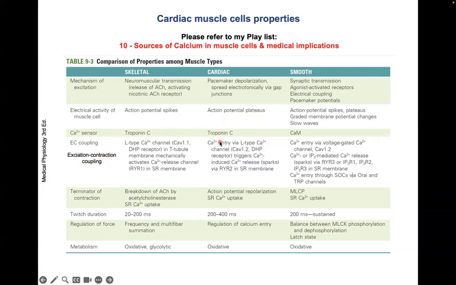Excitation-contraction coupling: we need calcium entry from the extracellular space and calcium release from the sarcoplasmic reticulum. Extracellular space accounts for 20% of calcium, 80% comes from the sarcoplasmic reticulum. Termination of contraction is done by repolarization of the action potential and reuptake of calcium. Duration of the action potential and contraction is up to 400 milliseconds.